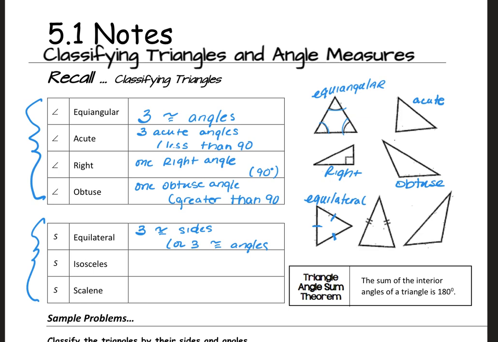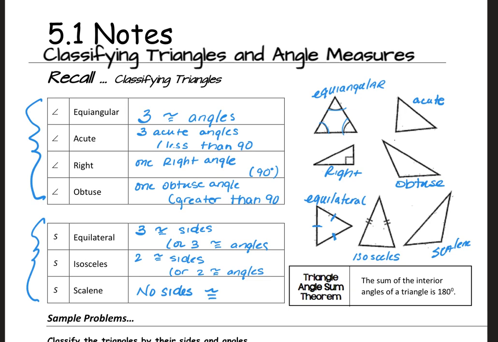The next one is isosceles, and isosceles says you have two congruent sides or two congruent angles. So again, it'll either show you that both sides are the same, or it will tell you that both angles are the same. And the last one says no sides or angles are the same. So nothing matches in a scalene triangle. It'll either have no marks, or it'll give you numbers where you can see that everything does not match.